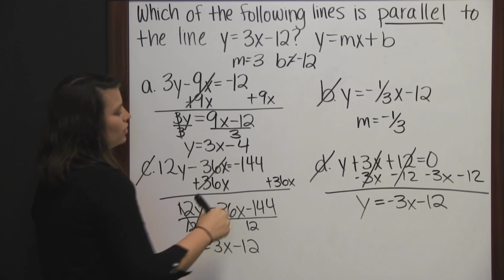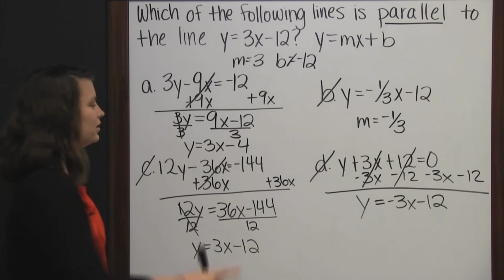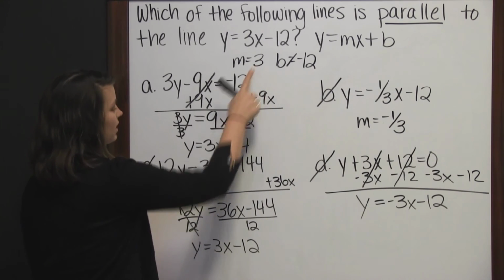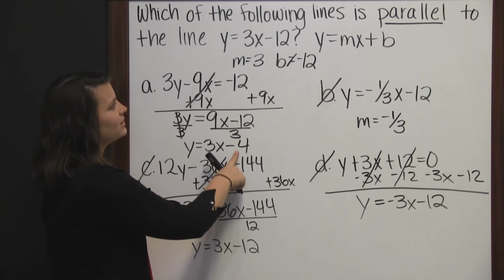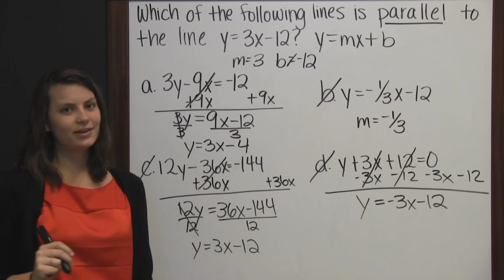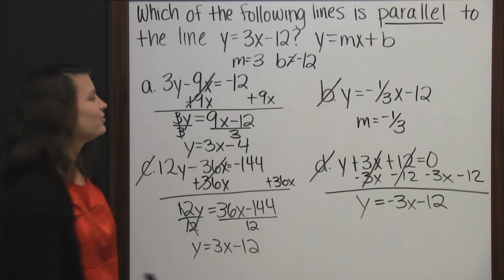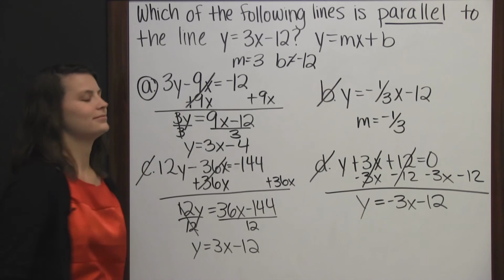4. So now we found a line that has the same slope as our line, but a different y-intercept. This one's negative 4 instead of negative 12. So we found our parallel line.